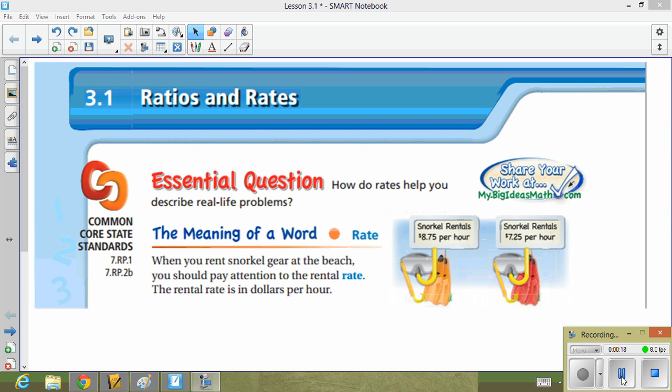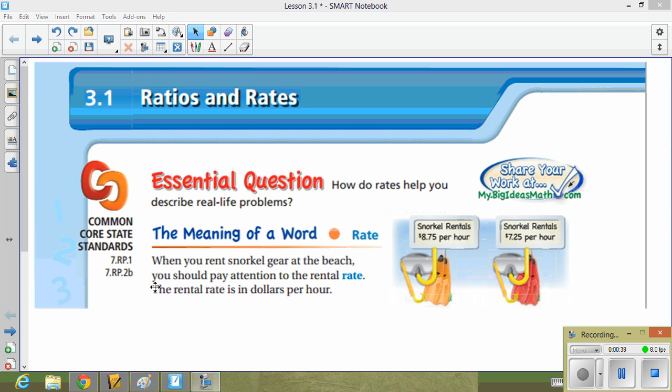Today our essential question is, how do rates help you describe real life problems? If we take a look at the picture here to the right, we have two sets of snorkel rental prices. One is $8.75 per hour, and the second is $7.25 per hour.